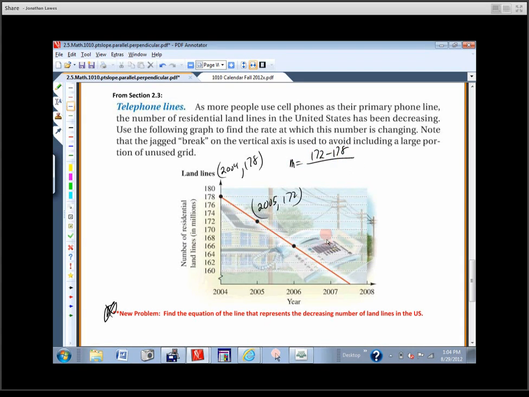If I find the slope, it's going to be 172 minus 178 over 2005 minus 2004. So we got a 1 on the bottom, that's a piece of cake. We got a -6 on the top. So we have a slope of -6. Everybody okay with that? Now, y minus y1 equals m times (x minus x1). Now you might say, well, wait a minute, Mr. Laws, why don't we just write this in slope-intercept form? Because we know what the y-intercept is.